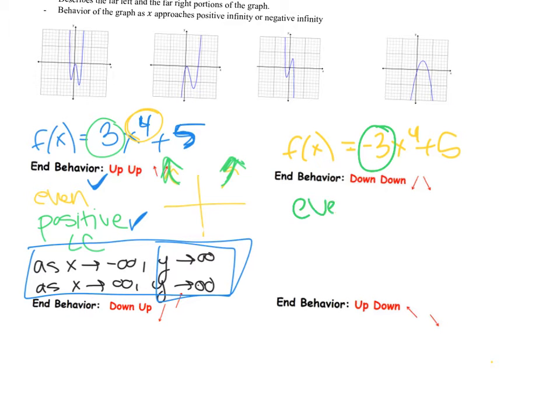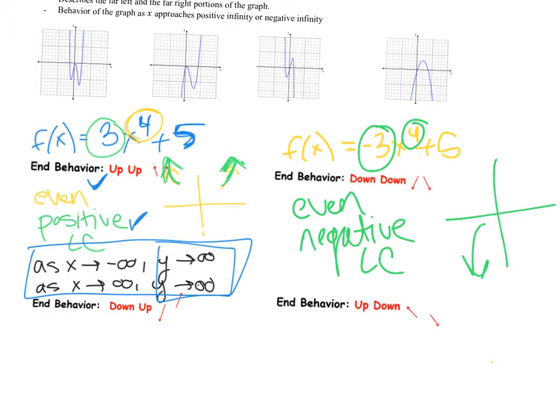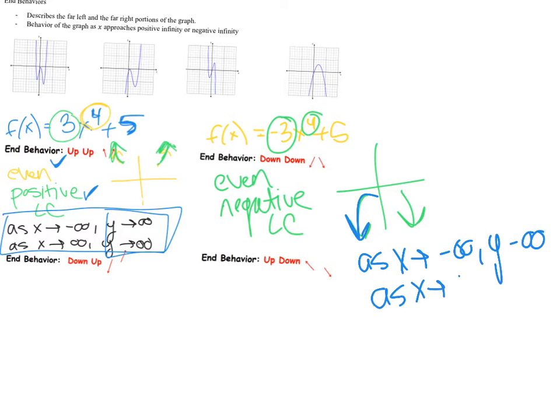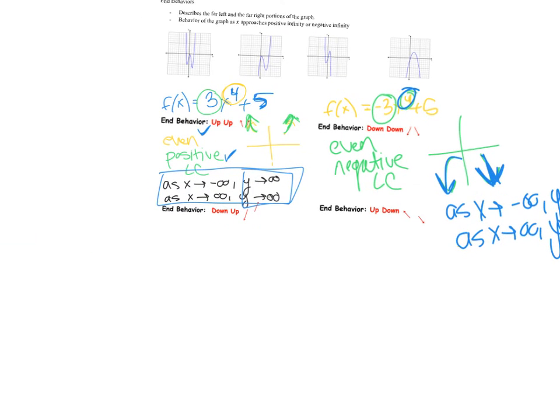So this is still going to be even because of the 4 up here, but now it's a negative leading coefficient, so it's going to look like this. And what does that mean in terms of the end behaviors? Well, as x goes to negative infinity, y goes to negative infinity, and as x goes to positive infinity, y goes to negative infinity. Do you see how the end behaviors match again? The y's match because it's an even graph. So now we took care of the evens.